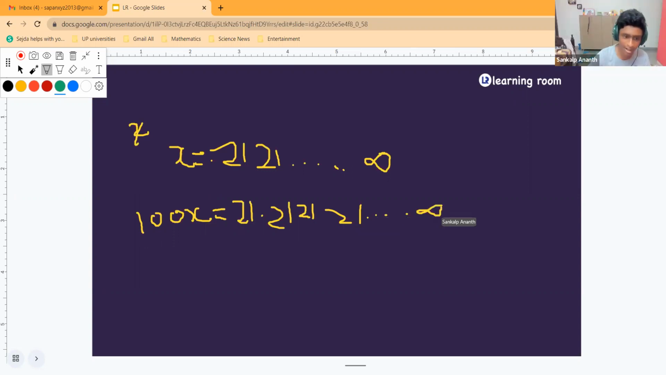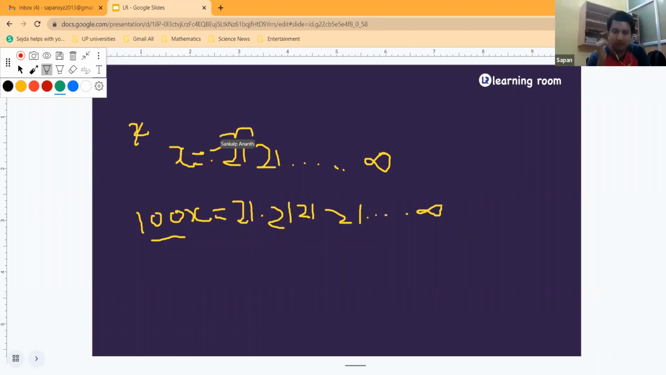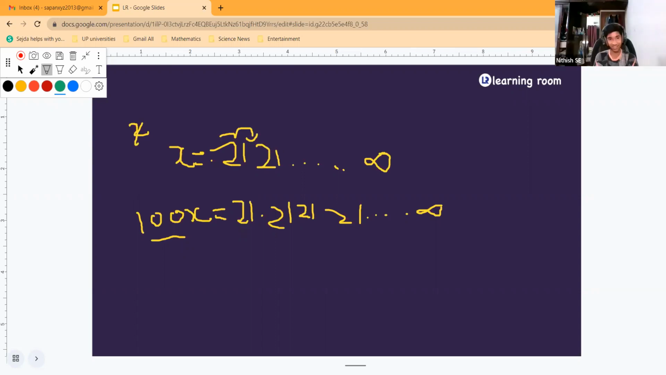But in 100x, the point has skipped 2 places to the right. So that means from infinite, there are 2 digits that have been subtracted because they have been sent to the left side of the point.